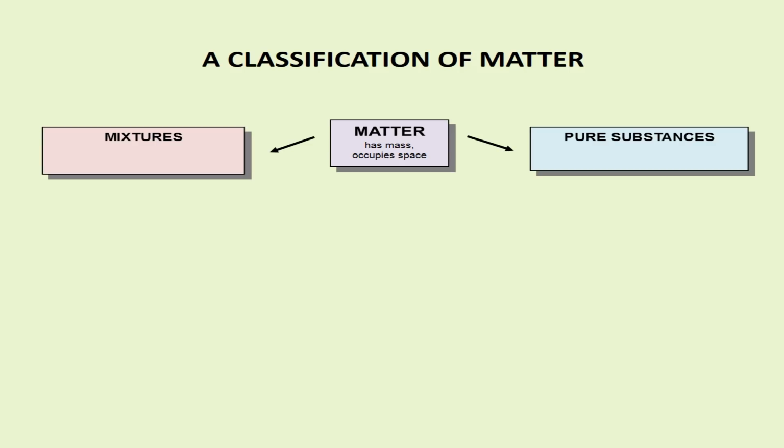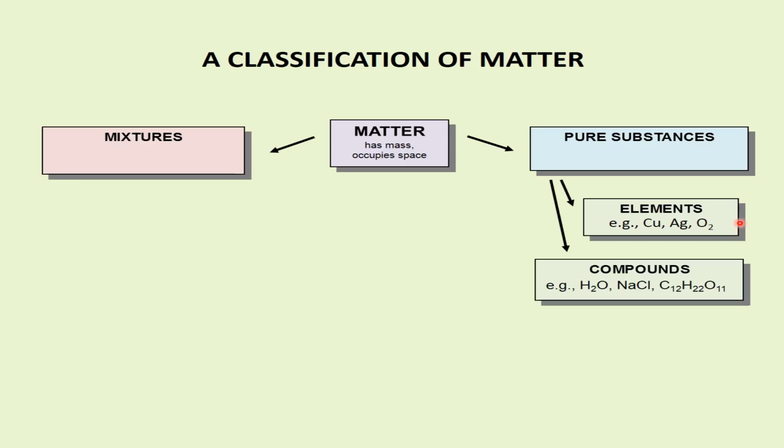And there are two types of matter. We have pure substances and mixtures. Let's deal with pure substances first. Pure substances are of two varieties. We have elements; any of the 118 elements on the periodic table would be included here. And we have compounds, which are chemical combinations of those elements.